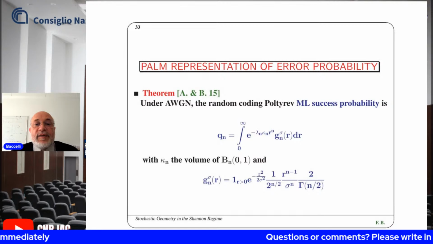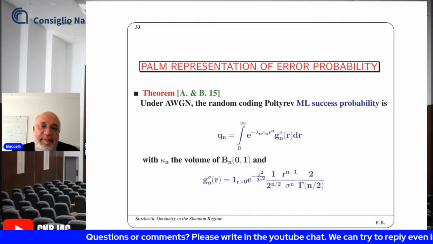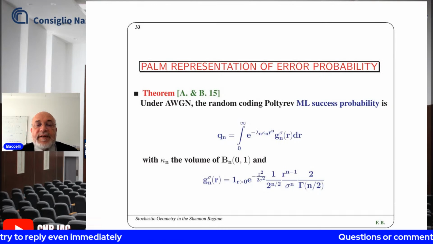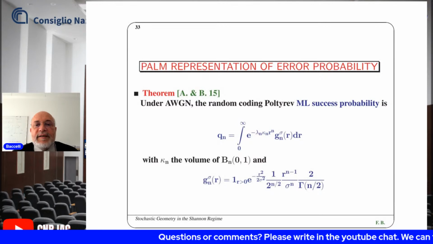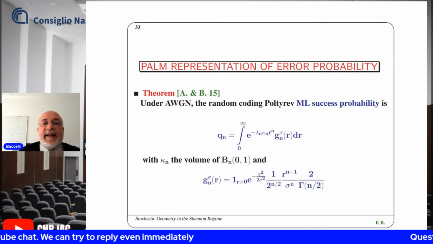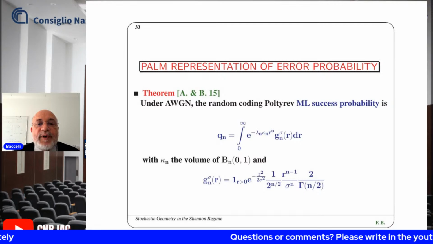Okay, and the result is that under this Gaussian case, the maximum likelihood success probability, I will give it in these terms, is given by this integral expression where you recognize a gamma type distribution up to a small modification. So it will be the square root of a gamma distributed random variable, integrated against a function in which you see the intensity lambda_n, which behaves, as we said, exponentially, kappa_n, which is the volume of the n-ball of radius one, and r_n is the integration variable.